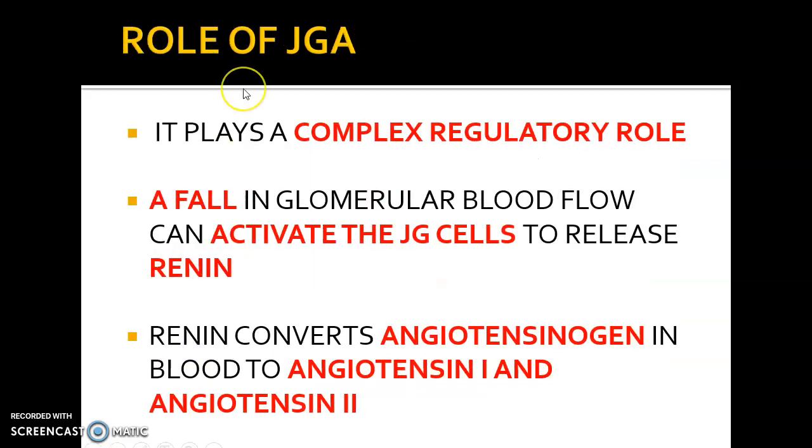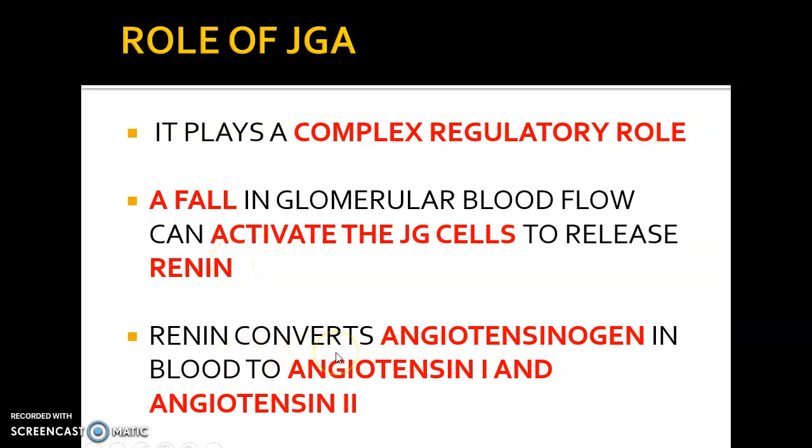Now let's have a look at the role of the JGA, or the juxtaglomerular apparatus. So it plays a complex regulatory role. A fall in glomerular blood flow can activate the JG cells to release renin. Now, which hormone is responsible for controlling the kidney function? It is the very important hormone, that is renin. So whenever there is a decrease in the GFR or glomerular blood flow, then the JG cells will get activated, because the JG cells contain the renin secreting cells. So the activation of the JG cells will result in the production of the hormone renin. Now what is renin going to do?